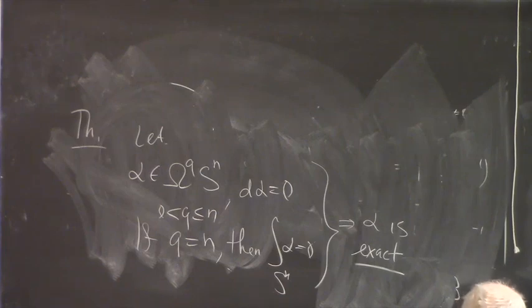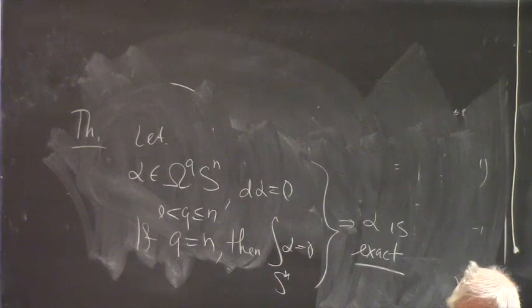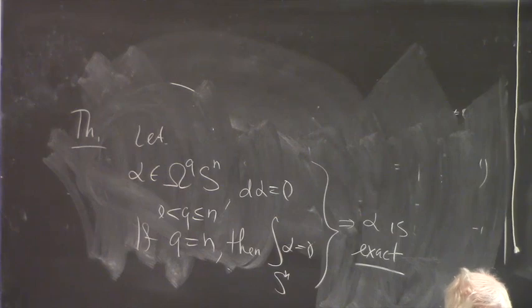My proof will be very direct. I will take this alpha and just construct a form beta such that alpha is equal to d beta. I will also be using induction with respect to n. But this is the theorem. Questions at this moment?